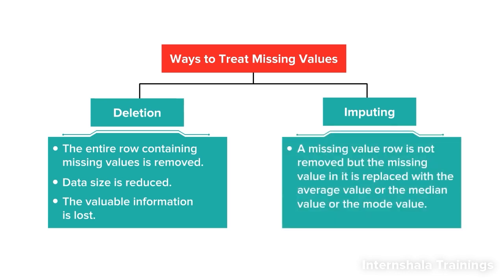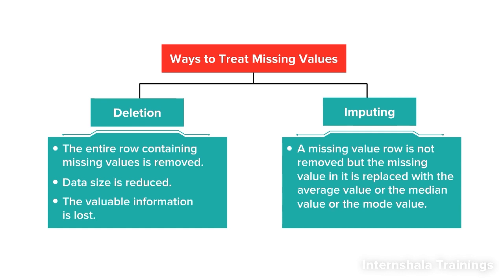In imputing, we do not remove any values but impute or replace the missing cells using the average values or the median values or the mode values as per our requirements. But here is an important point to consider. When we are dealing with missing values in the target variable, it is not recommended to use the imputation method to treat the missing values. Now you might ask why.